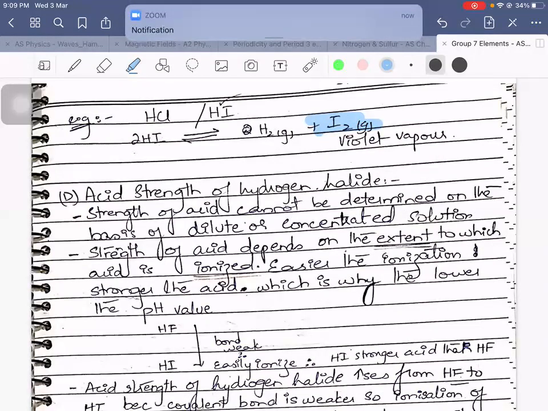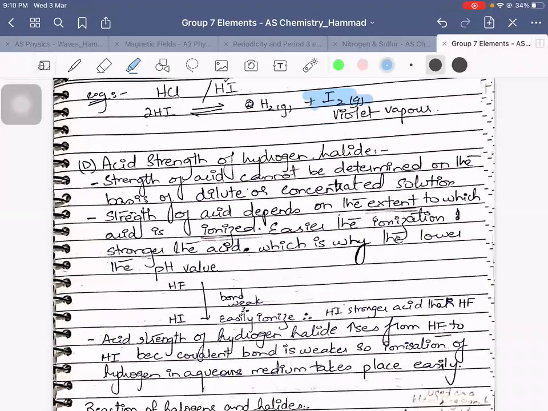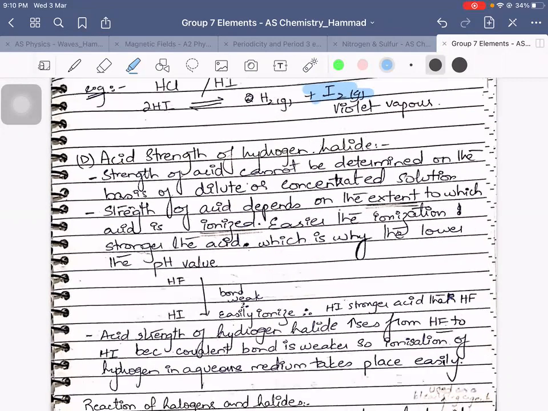Please understand, the acid strength. The strength of acid cannot be determined on the basis of dilute or concentrated solution. It depends on the ease with which hydrogen ions can be donated, right? Strength of acid depends on the extent to which acid is ionized, meaning to say how easily hydrogen is protonated or ionized. Easier the ionization, stronger the acid, which is why lower pKa value.